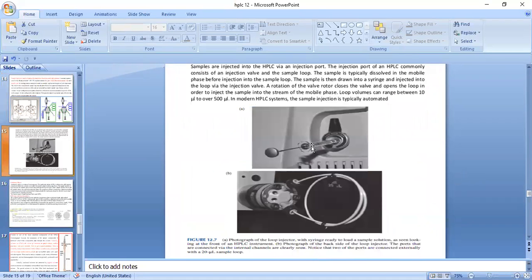Normally you have an injection system like this. So you have a syringe, you take the sample and then you pass it through this injection port in a manual system. आपने इसको inject किया, उसके बाद इसको rotate किया and it becomes closed. उसके बाद आप अपना run चालू कर सकते हैं. So this is the role of an injection system.